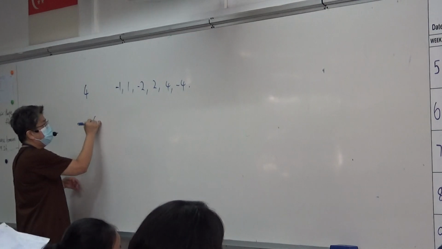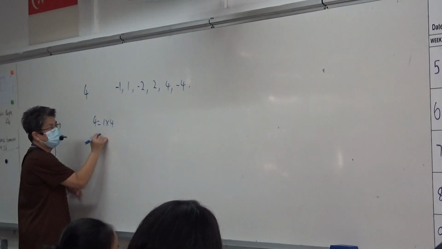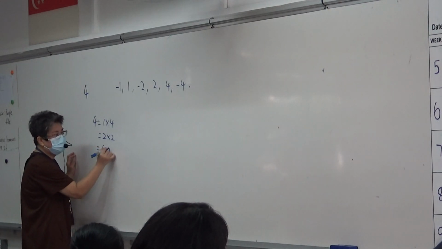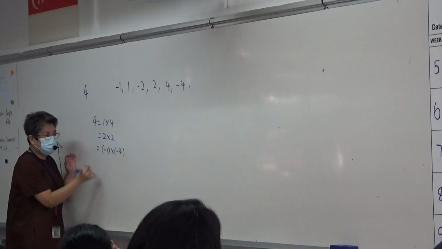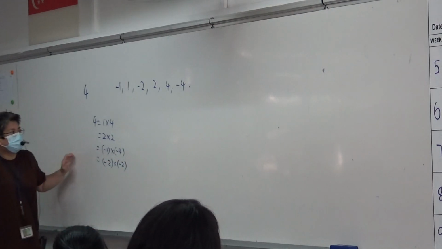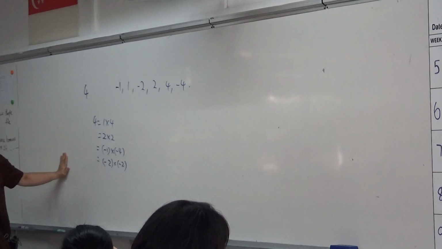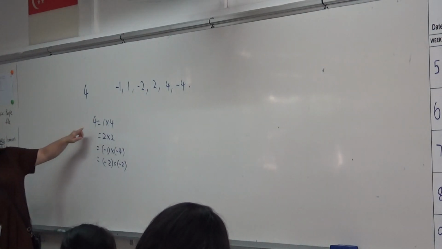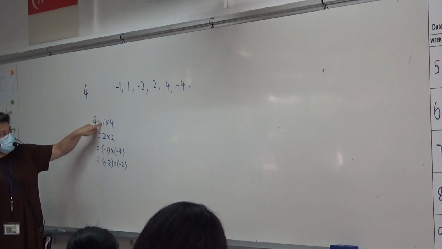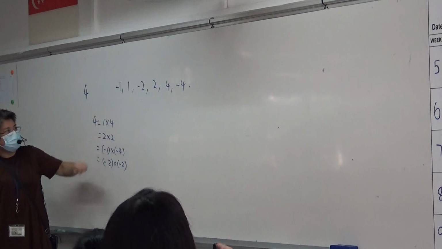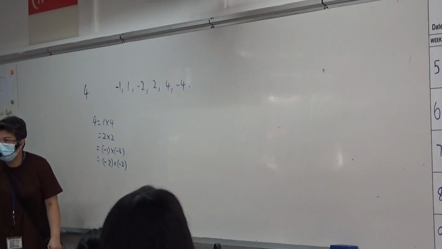Do you agree 4 is 1 times 4, 2 times 2? It can also be negative 1 times negative 4, what else? Negative 2 times negative 2, right? Correct. Negative and negative give me positive, right? So the factors are 1, negative 1, 2, negative 2, 4 and negative 4. Can you see what I'm talking about here?